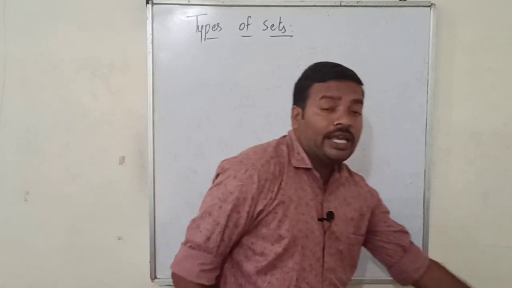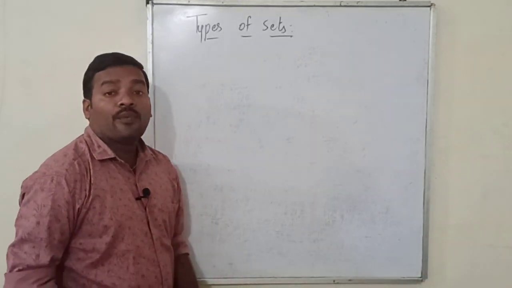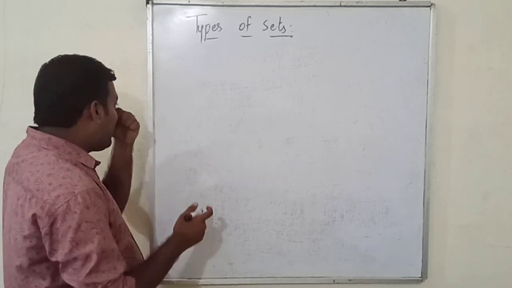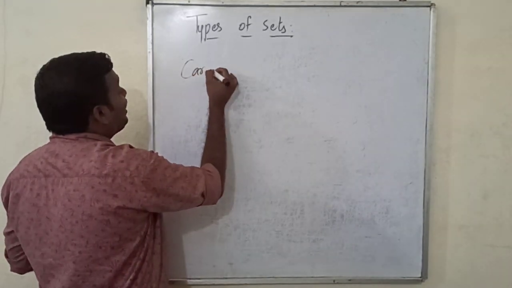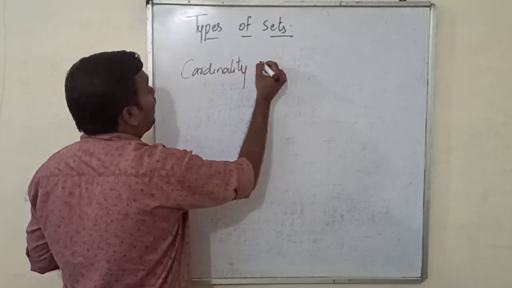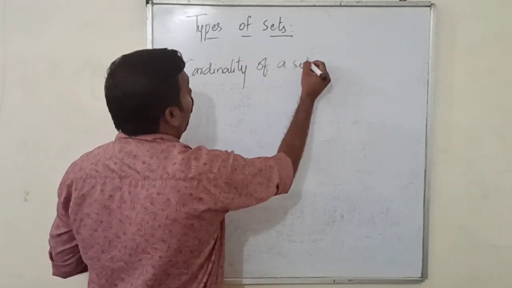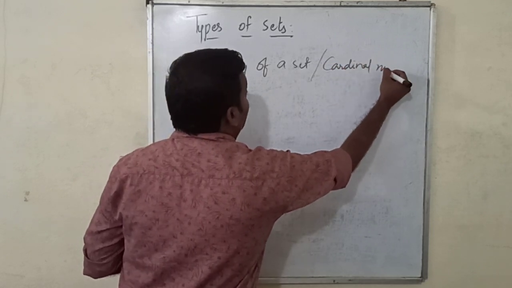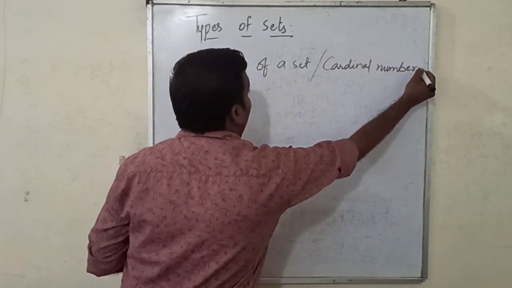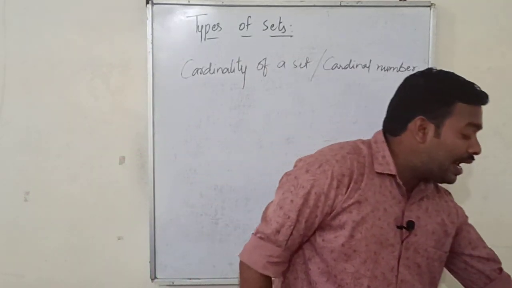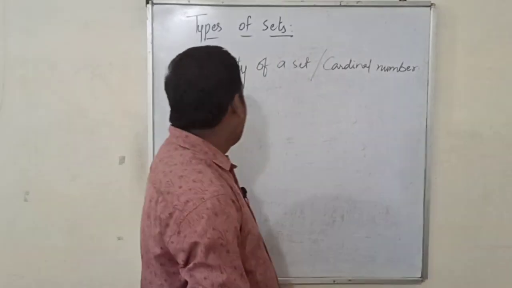To understand equal sets and equivalent sets, we need to know one more term in sets, that is cardinality of a set, or cardinal number of a set. What do you mean by cardinality of a set?